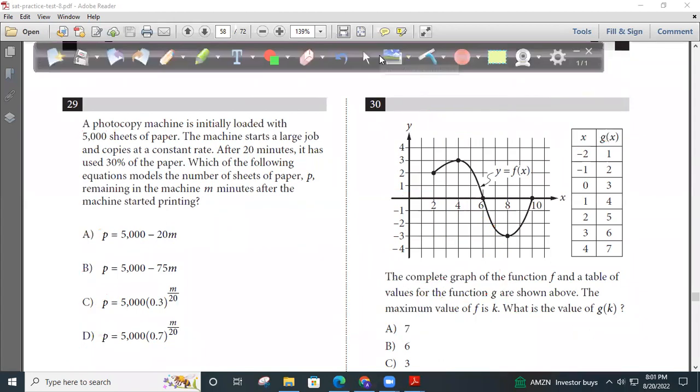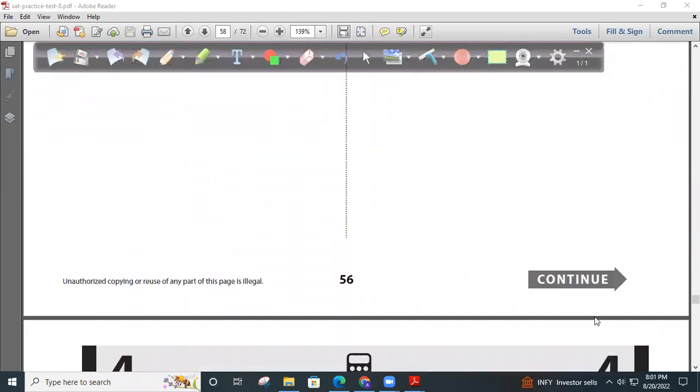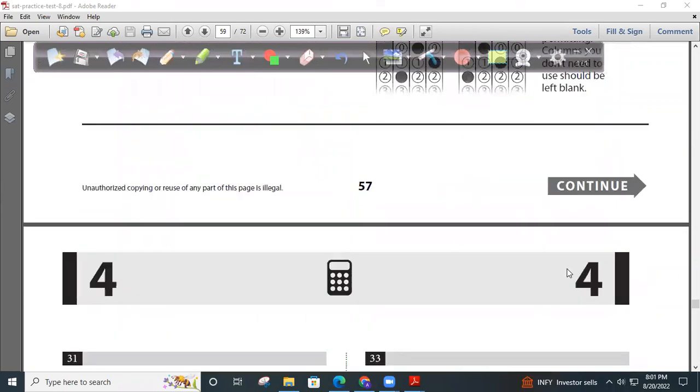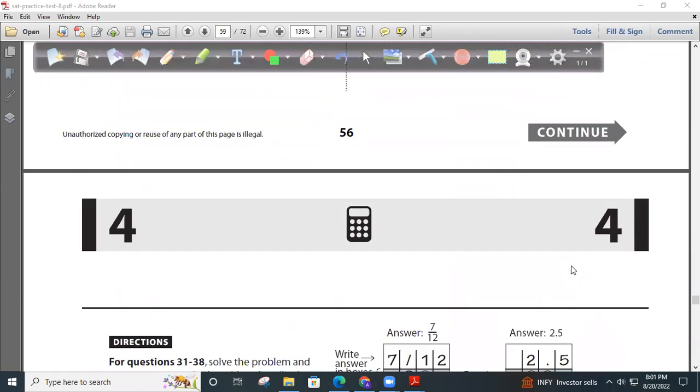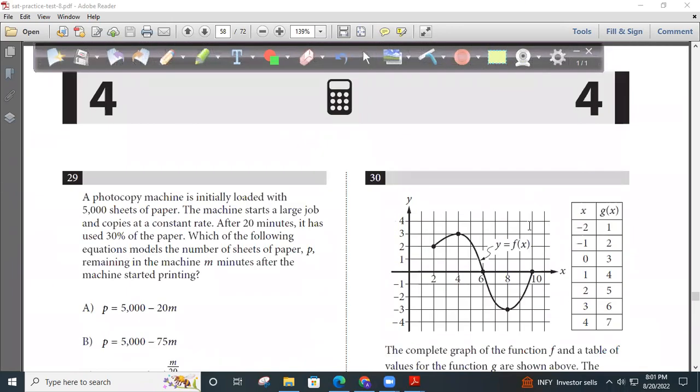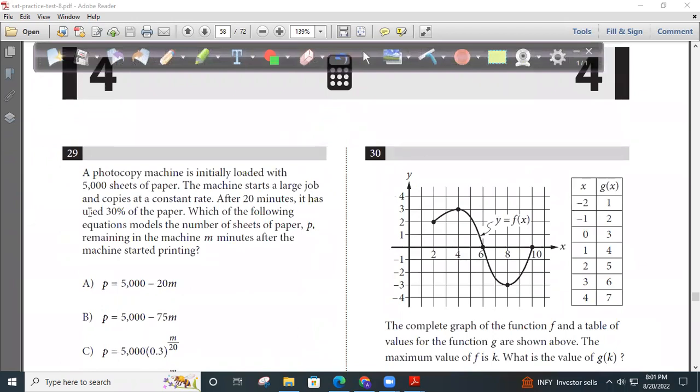Okay. Yeah, perfect answer. Now let us solve one last one. Sir, but shouldn't the options be like a linear function? So D would be wrong. No, it shouldn't. Shouldn't it be B? It has been used 30% of the paper. So every time it is using 30% of the paper. So it is not using the same 30%.